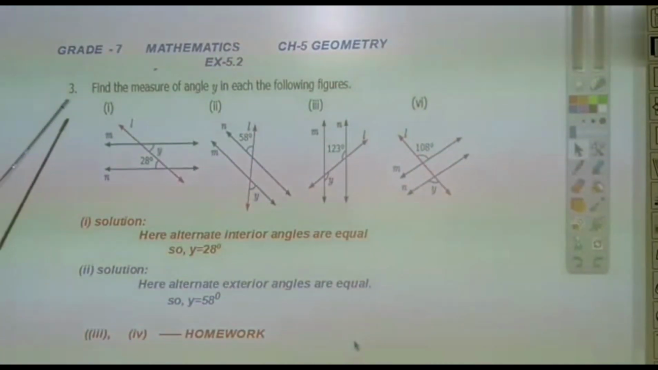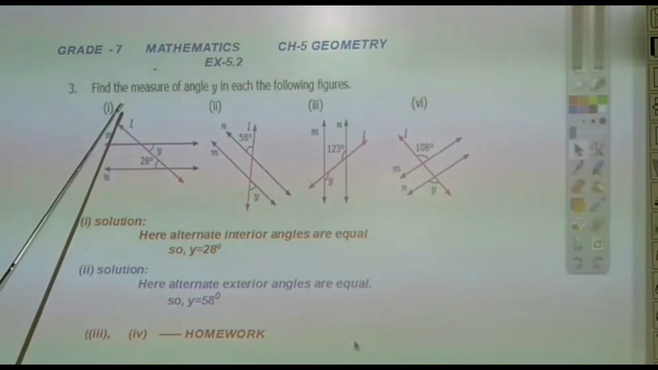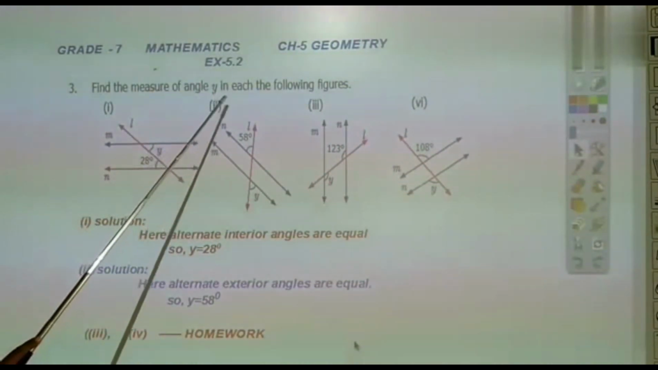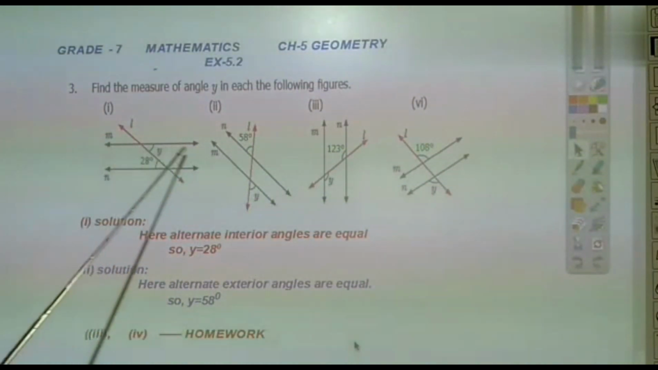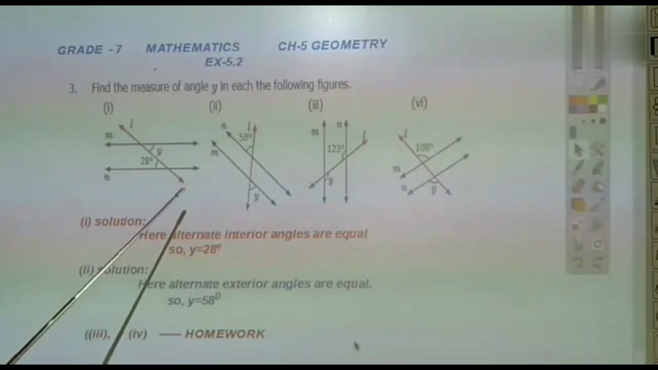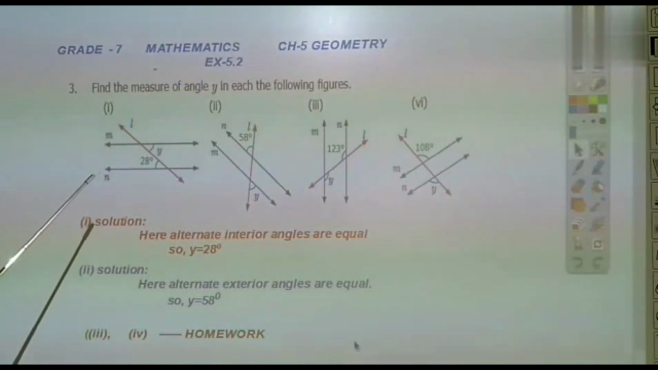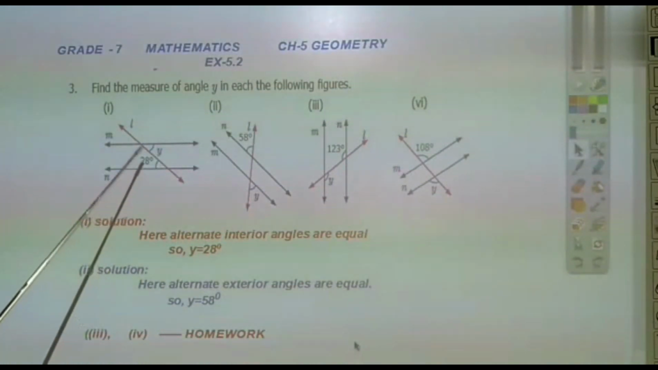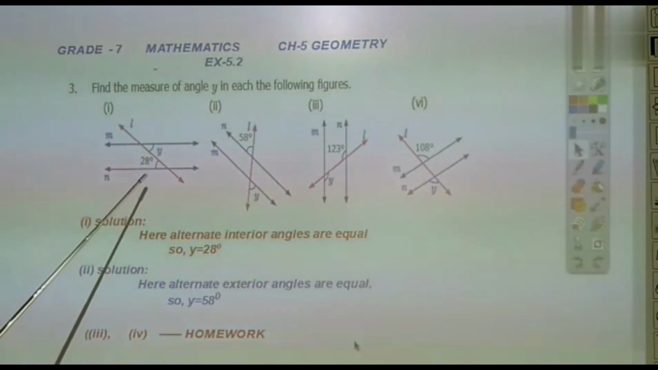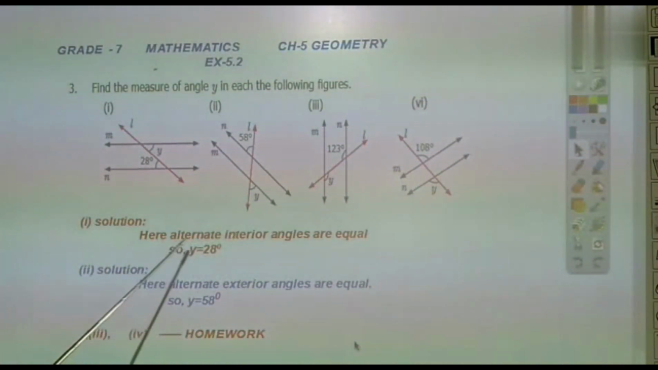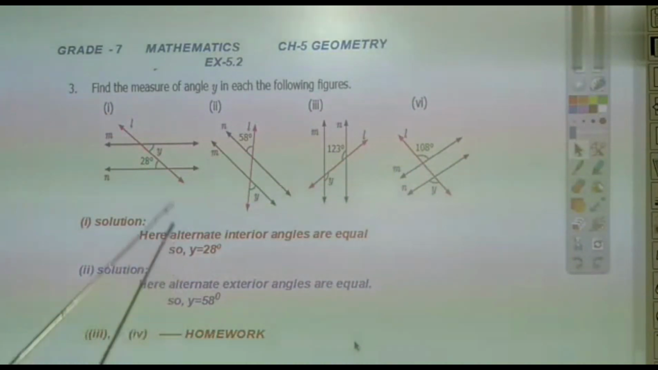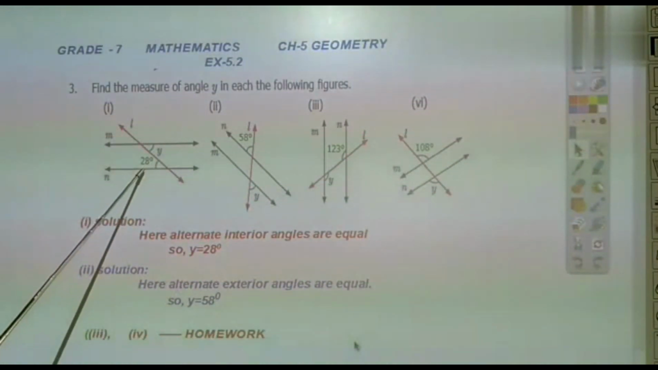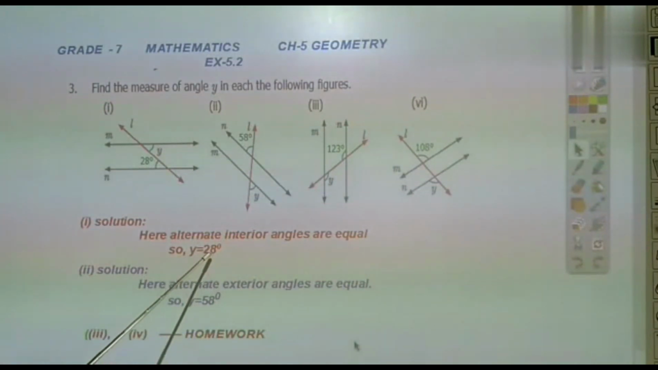Let's go for the third sum, children. Find the measure of angle y in each of the following figures. Here the same transversal line is given, that is two parallel lines M and N, and L is the transversal line, but the angles are opposite to each other in the interior position. Let's see the solution. Alternate interior angles are equal, so y is equal to 28 degree. As it is, we have to equate the values. y is equal to 28 degree.